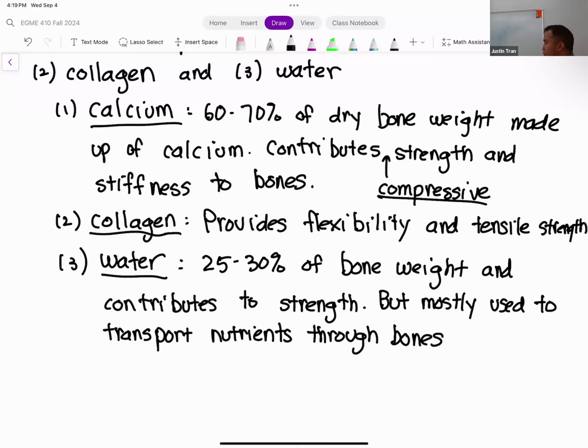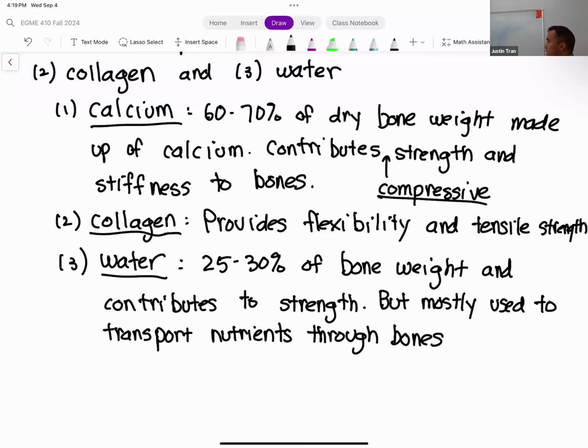Contrary to what you might think, your bones actually have a lot of blood vessels running through them. Otherwise, your bones wouldn't have the ability to regenerate or grow, right? It needs to be connected to your cardiovascular system in order to get access to these things. And so a lot of the water weight that's in bones actually comes from the blood vessels, right?